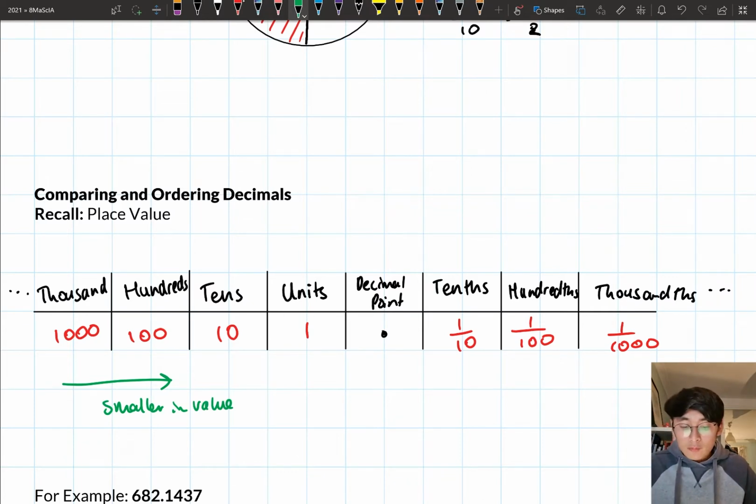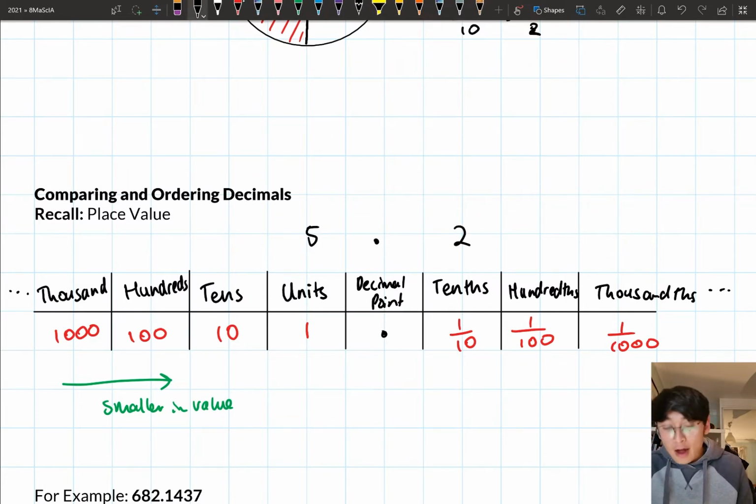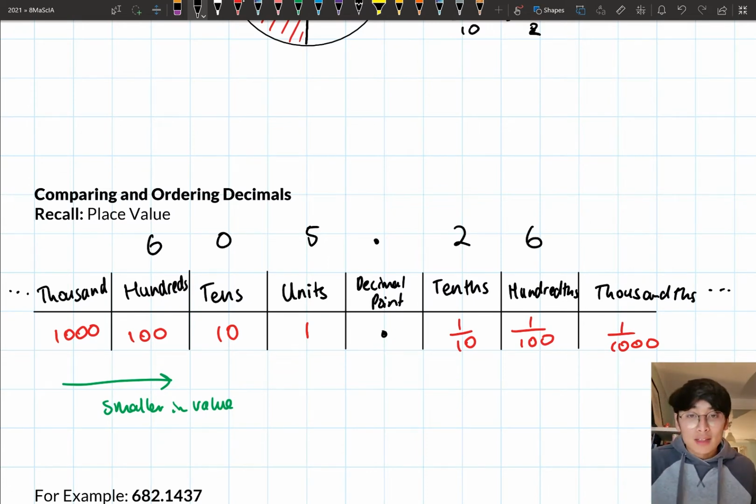Okay. And so when we write a number using decimal points, each of those digits at each of those different spots represents how many of those particular things we have. So for example, if I have the number 5, that means I have 5 units. If I have a number like 5.2, that means I have 5 units and 2 tenths in my number. I can go 605.26. That means I have 6 hundreds, 0 tens, 5 ones, 2 tenths, and then 6 hundredths.